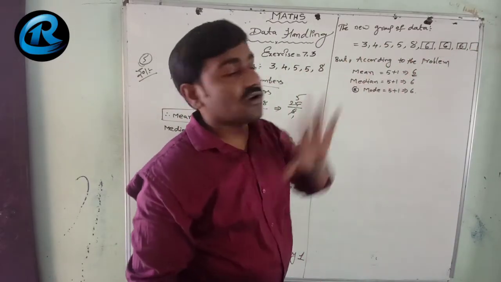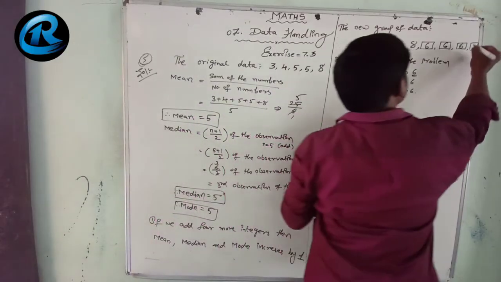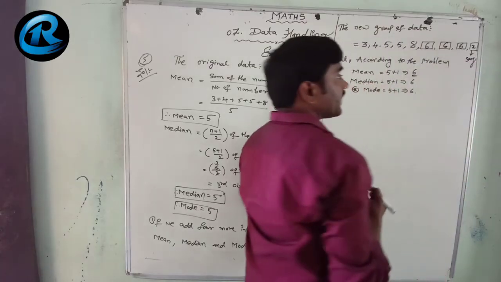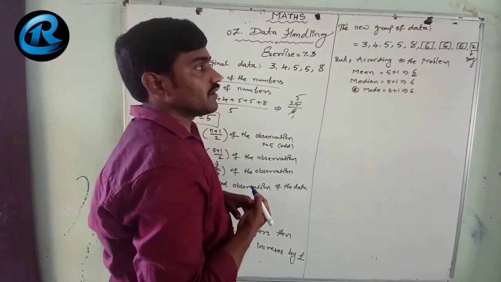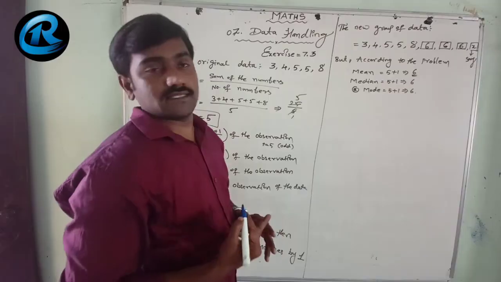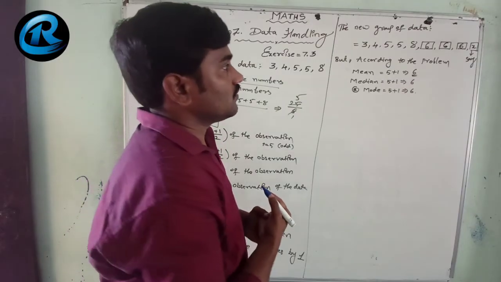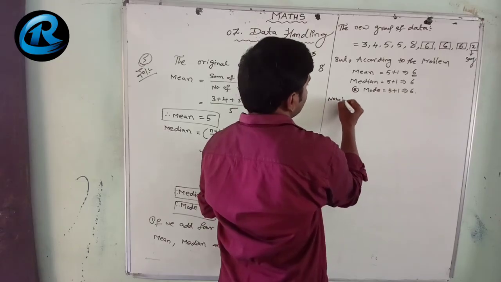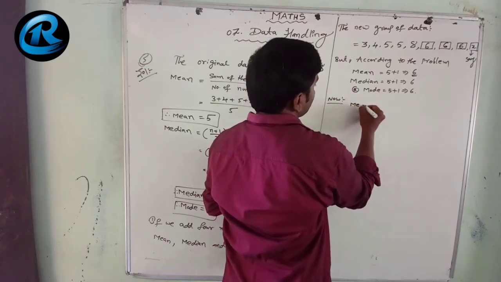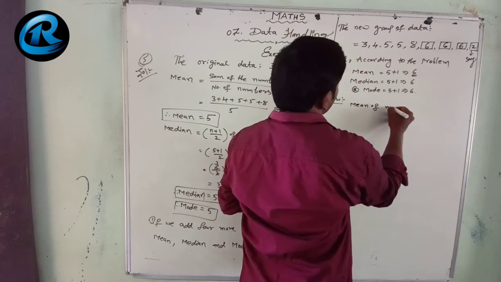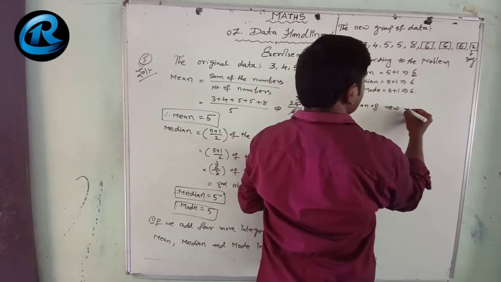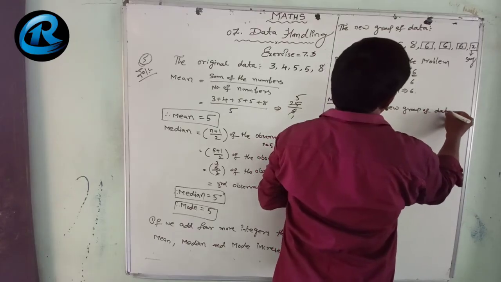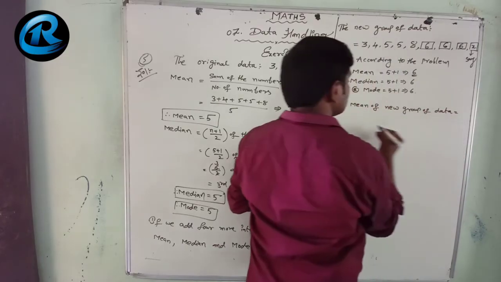Now the remaining one more number, let us assume it is x. Now we will find out the x. What we do is, mean equals the mean of the new group of data.